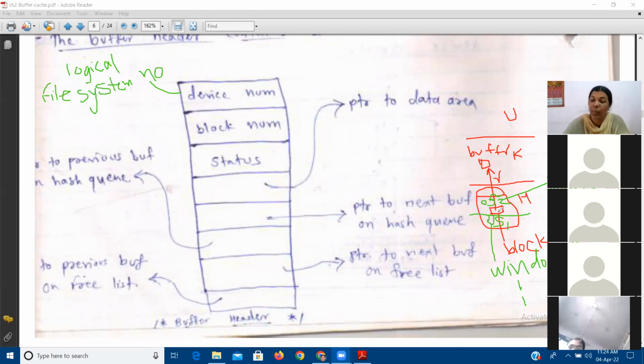These are called extended operating systems.